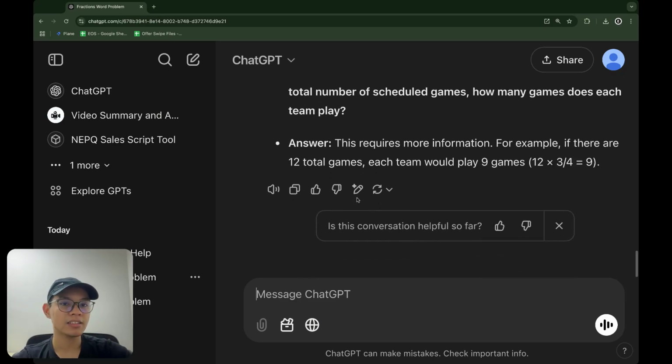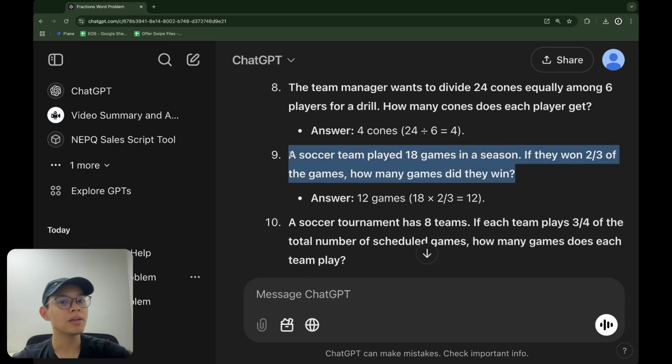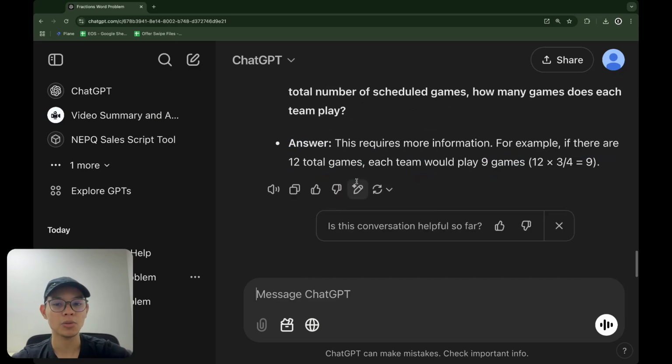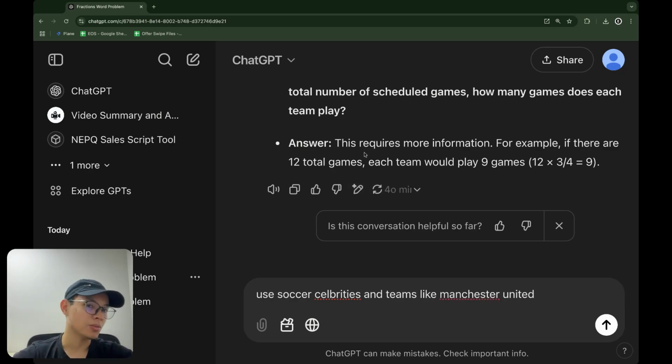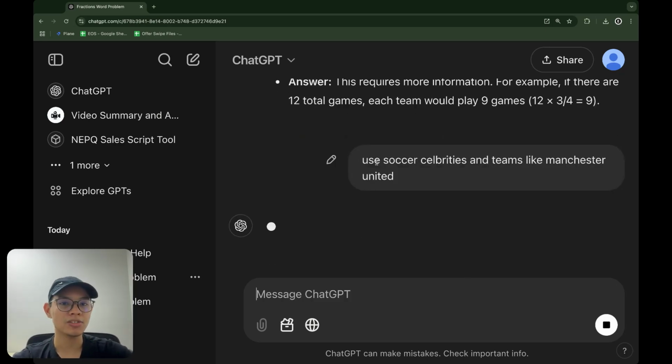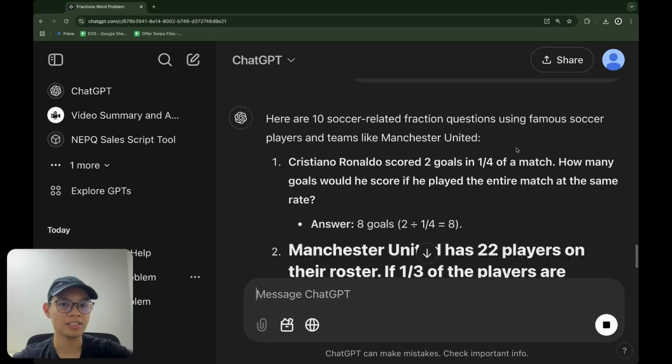And now the thing is that sometimes this is a bit generic. You can make it even more personalized. So what you can say is use soccer celebrities and teams as well, right? Like Manchester United, right? Don't know whether they are still pretty good. I believe they are. And then you can just do it again. So use soccer celebrities and teams like Manchester United.